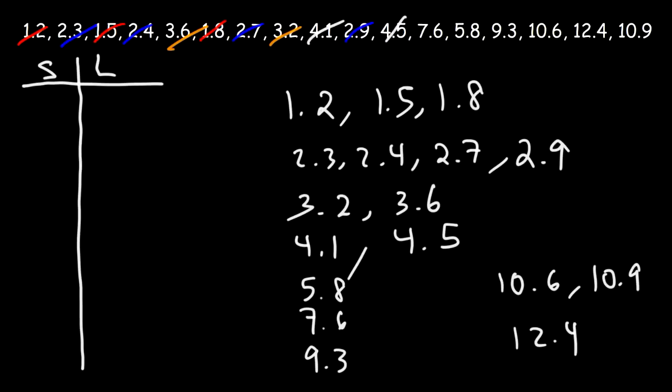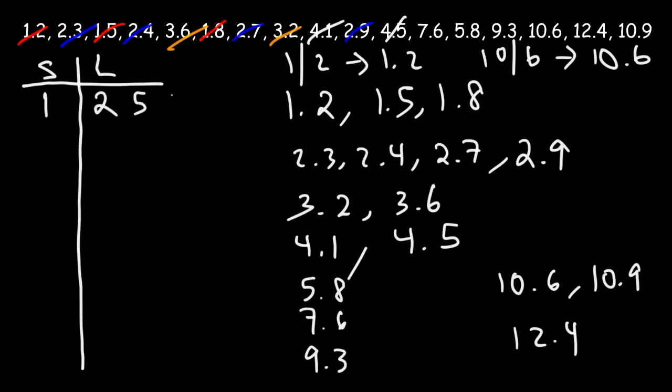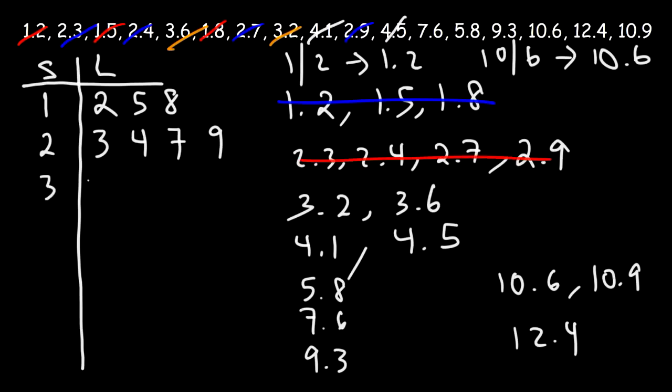So let's begin by making a key. So 1, 2 would represent 1.2 in our stem and leaf plot, and 10, 6 is going to represent 10.6. So let's start with the ones. We have 1.2, 1.5, and 1.8. So that's it for that row. Now for the 2's, we have 2.3, 2.4, 2.7, and 2.9. In the next row, we have 3.2 and 3.6. And then it's 4.1 and 4.5.